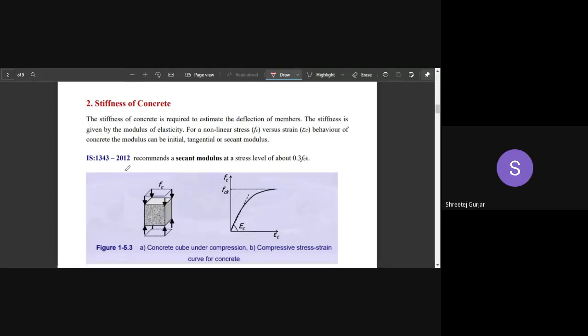So now the next property that we studied was the stiffness of concrete, right? Stiffness is directly related to deflection of the members, and stiffness is given by modulus of elasticity, right? From the code we know that the stiffness of concrete, that is the modulus of elasticity, is equal to 5000 root FCK.